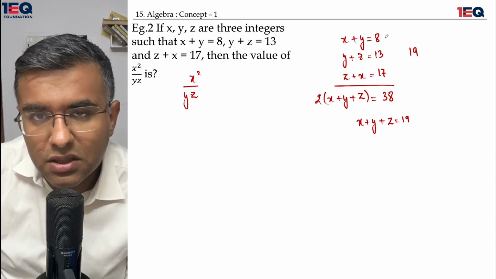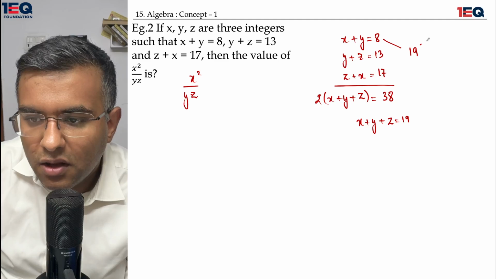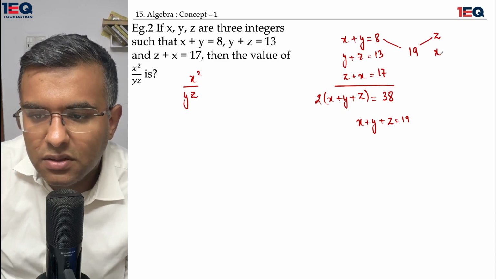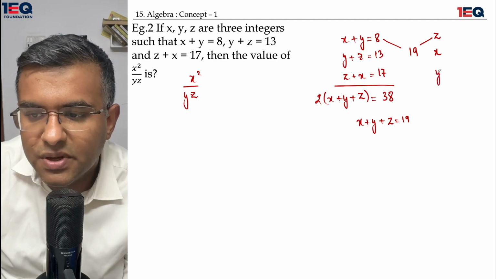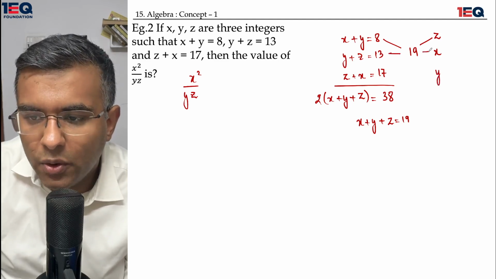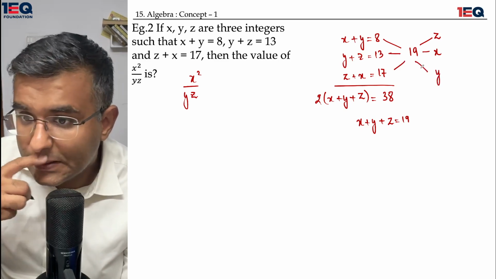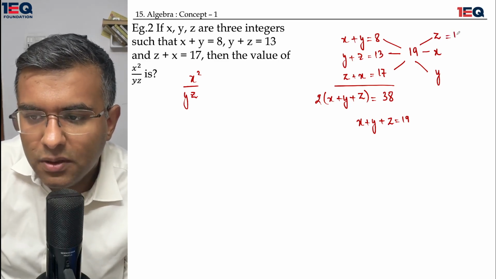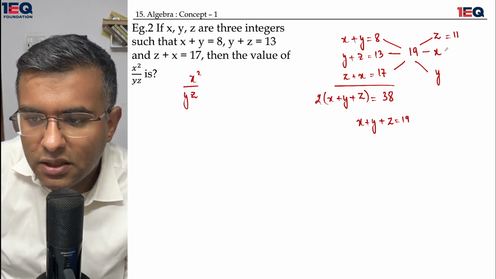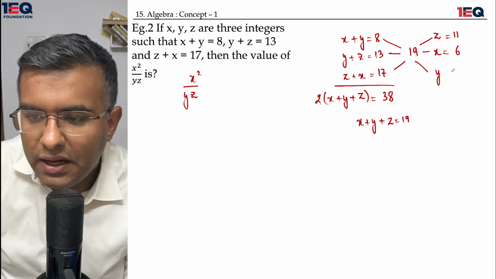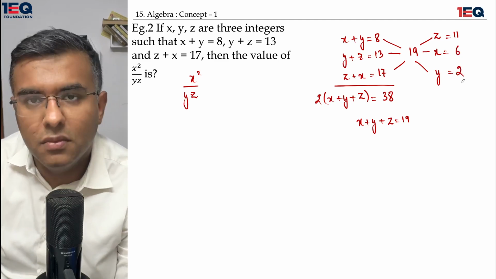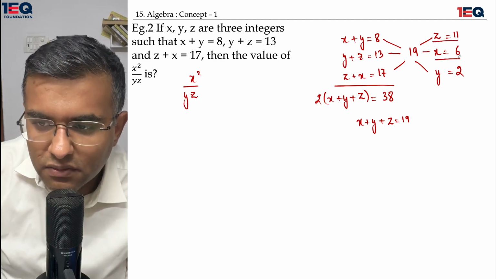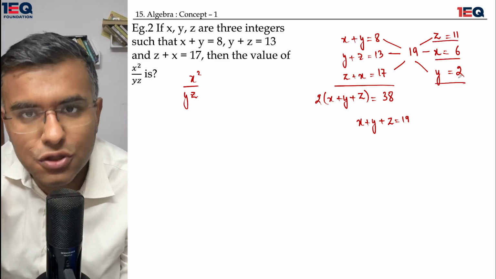For every equation there is a variable missing in that equation. If I talk about the first equation, the variable missing is z. If I talk about the second equation, the variable missing is x. And if I talk about the third equation, the variable missing is y. Okay, so if I do a simple difference between 19 and 8, the value comes out to be 11. Similarly, 19 and 13, the value comes out to be 6. And 19 and 17, the value comes out to be 2. So this is how I achieve the values of all the variables in a single shot.